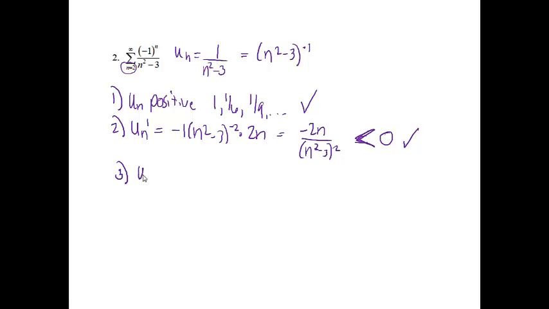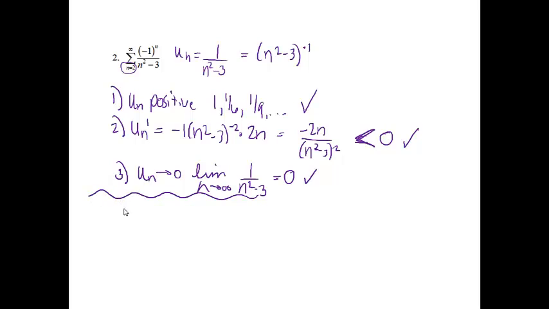And then the third part, we would like u sub n to approach 0. So I would like to find the limit as n approaches infinity of 1 over n squared minus 3, and if I plug in infinity for n, I definitely will get 0, so that check works as well. So it at least converges. Now we need to decide, does it do so conditionally or absolutely?